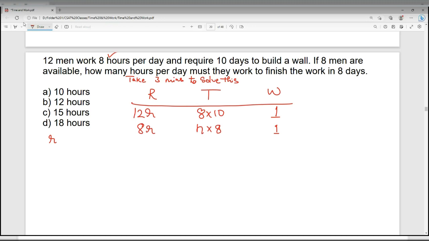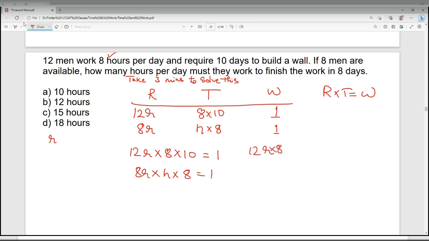So we have two equations. It is from this R into T is equal to W. We have 12R into 8 into 10 is equal to 1. And 8R into H into 8 is equal to 1. And if we divide these two, we have 12R into 8 into 10 divided by 8R into H into 8 equal to 1. We cancel R and R, and we cancel 8 and 8, and we bring this H here, 12 into 10 divided by 8.